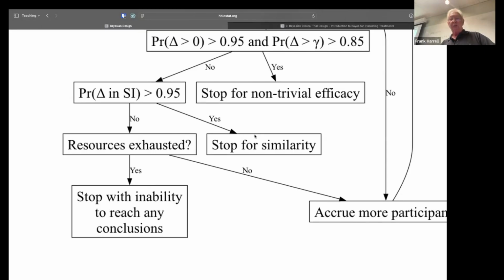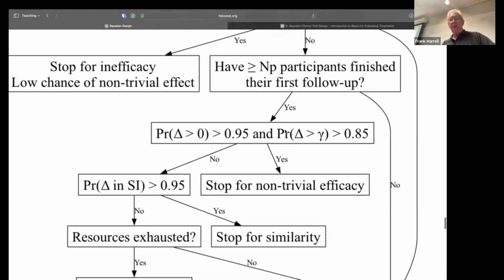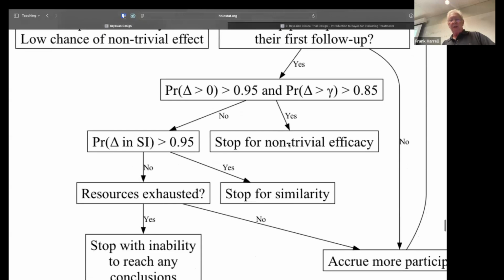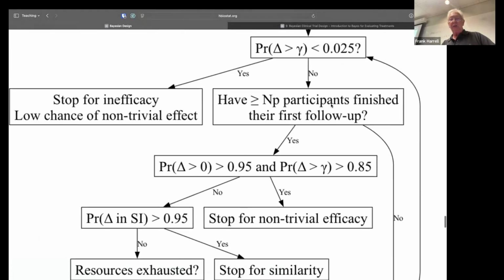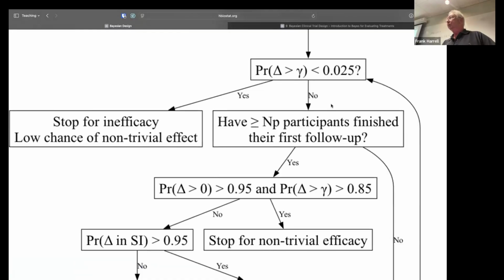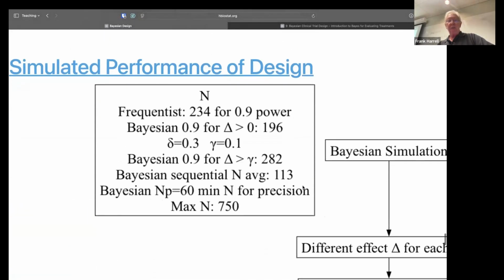We could stop early for similarity. So you see that there's a definite order of things that you might look at, and we wait to look at the evidence for efficacy. We wait just a little bit. So that is the design. And you can see that it's very goal-oriented because you have multiple goals: precision, finding evidence for inefficacy, efficacy, similarity, and this design will meet those goals. So let's simulate the performance.